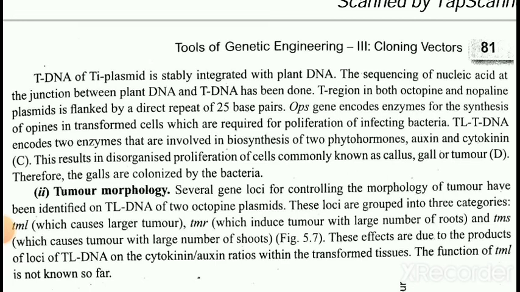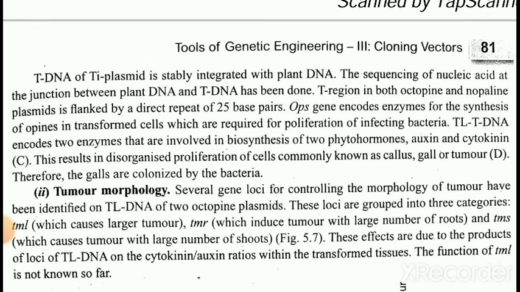The ops gene encodes enzymes for the synthesis of opines in transformed cells, which are required for proliferation of infecting bacteria. TL T-DNA encodes two enzymes that are involved in biosynthesis of two phytohormones, auxin and cytokinin. This results in disorganized proliferation of cells commonly known as callus, gall or tumor. Therefore, the galls are colonized by the bacteria.